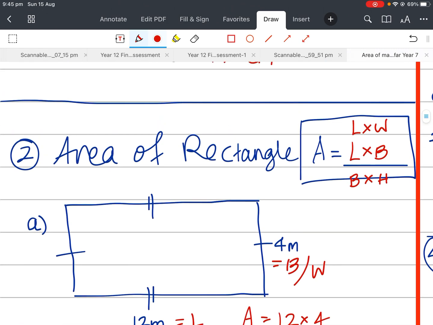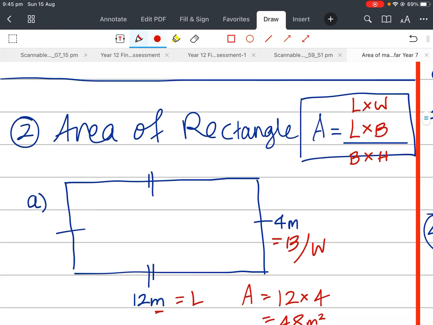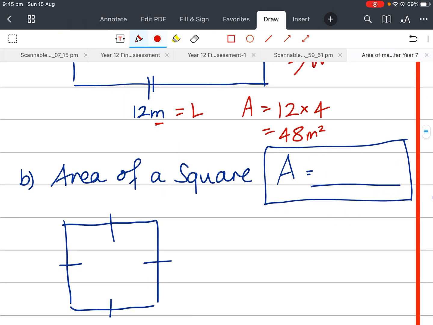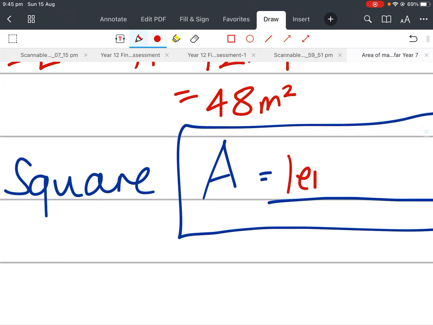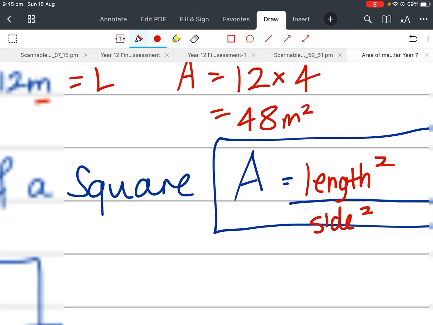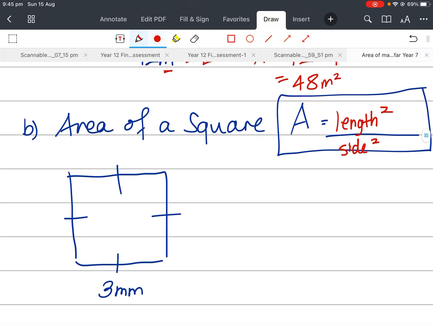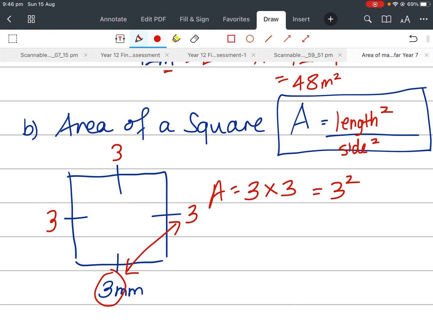Alright, next one, area of a square. Now you could do area of a square exactly the same way as area of a rectangle, but it is slightly different if you wish to know the different one. And it's basically the length of one side squared, alright? Or sometimes they write side squared. Now the reason why they say that is if one side is 3 and it's a square, well, we know all sides of a square are the same length, don't we? So you could just do that one times that one, which is 3 times 3. And if you remember, 3 times 3 can also be written as 3 squared, can't it?